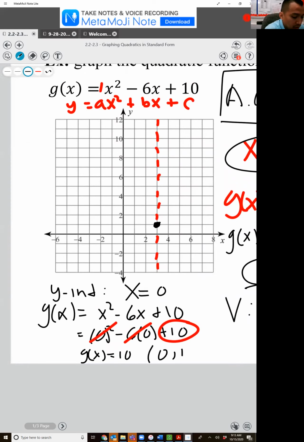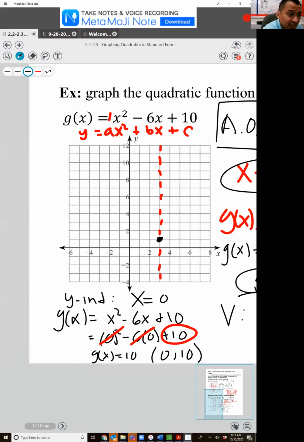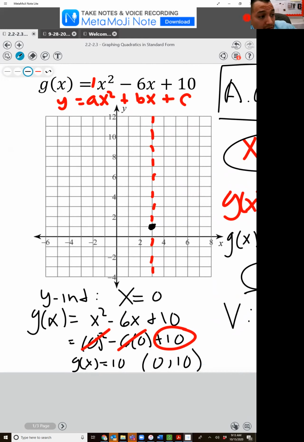0, comma 10. And you can see a trend. It doesn't matter how many times I plug in 0 to a standard form, your y-intercept is always going to be your c value. Okay, so make sure you try to remember that. Anyways, I found another point, which is 0, 10, sorry, which is right there. And because I have an axis of symmetry, I can go ahead and mirror that image. So if it's right there, then it must be 3 spaces to the right as well. And there is my quadratic equation.